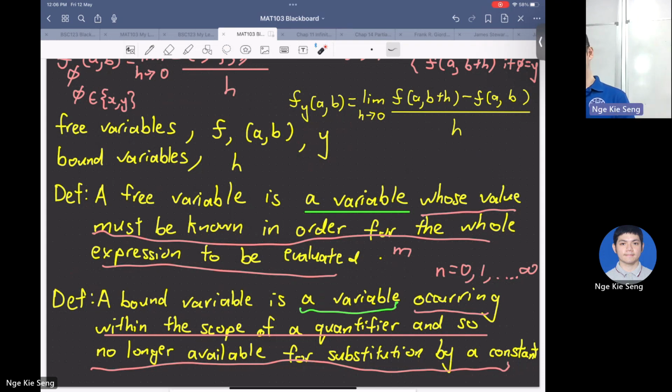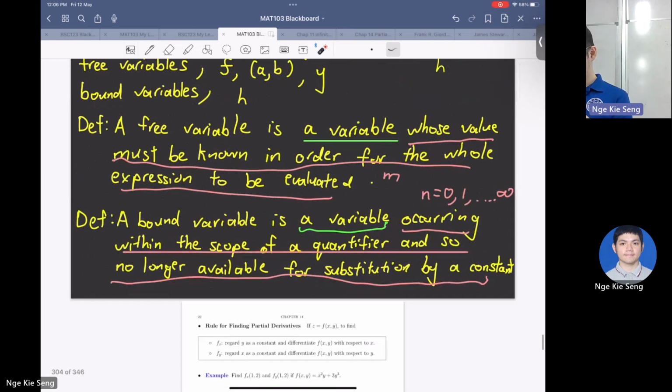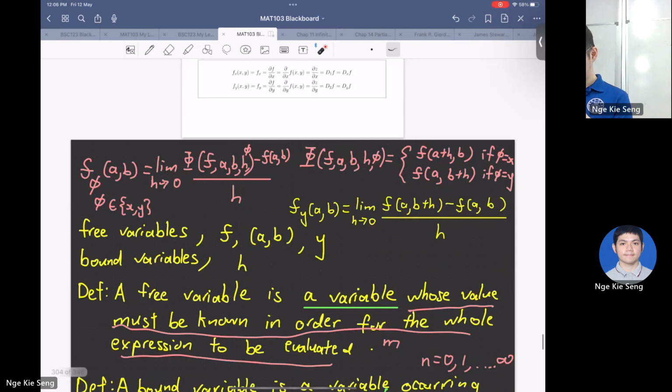I think there's a reason why they put "free," although it's not quite free, to make these two variables opposite to each other. One of them is called bound, which is quite reasonable because we are bound within some set. But the other, what do you want to call it? I mean, never mind. I don't want to comment much.